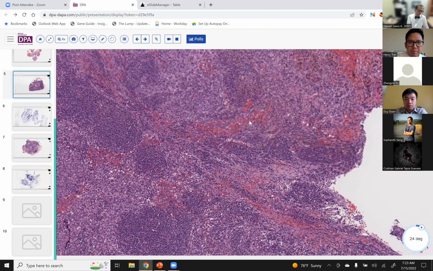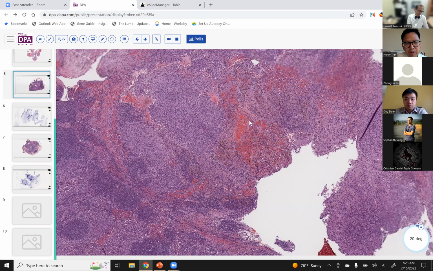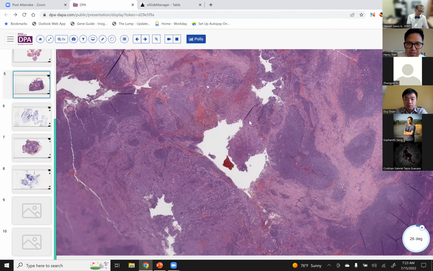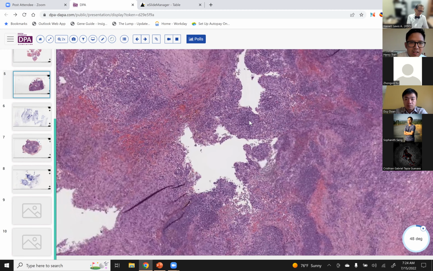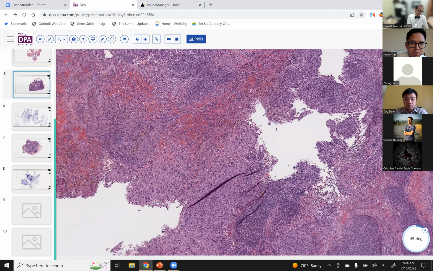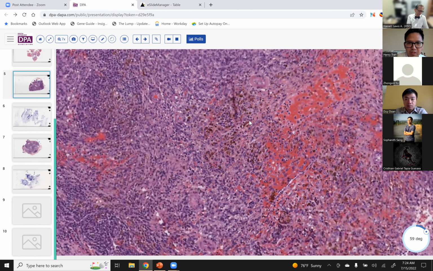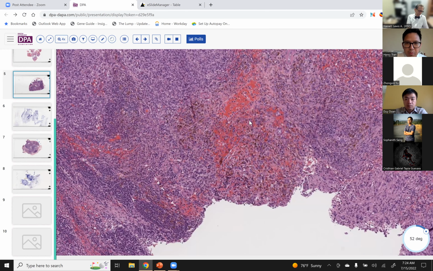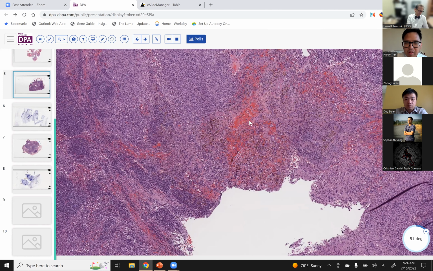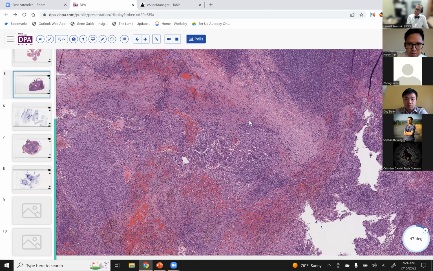And then going back to lower power, we have some areas that have little cystic spaces here. Just lots of hemosiderin here focally, and then some RBCs also extravasated within the lesion as well. So that's one important thing to keep in mind about this tumor.